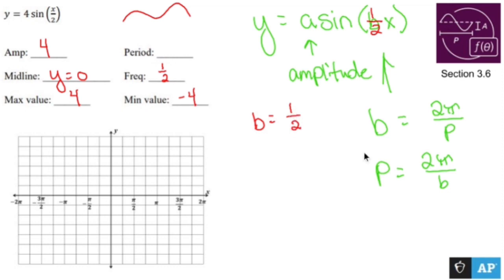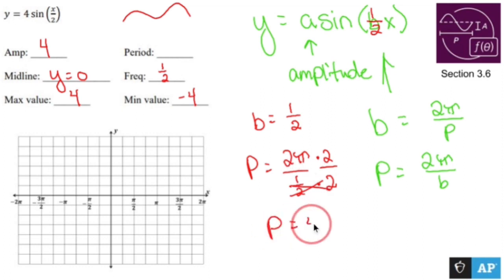Now, I can find my period by doing P equals 2 pi over 1/2. Now, I don't like dividing by a half, so let's multiply the top and the bottom by 2. You're allowed to do that because you know it equals 1. So that's going to cross that out, because 1/2 of 2 is 1. And 2 pi times 2 gives me a period of 4 pi.